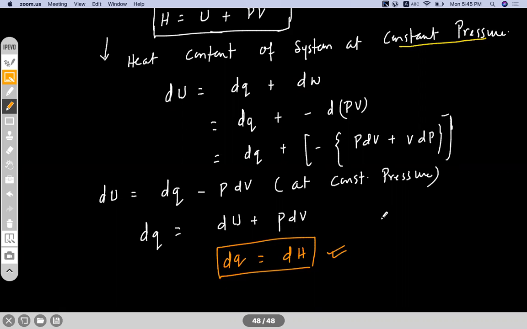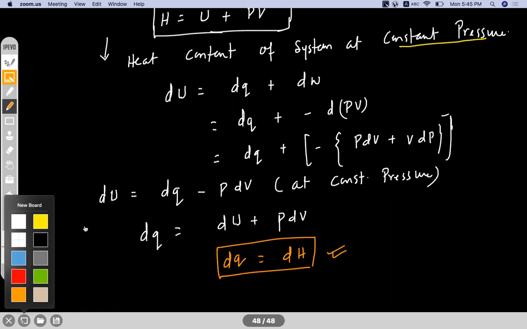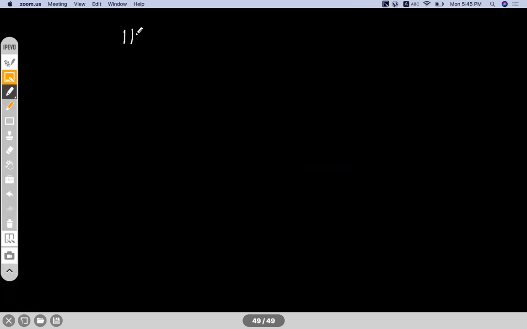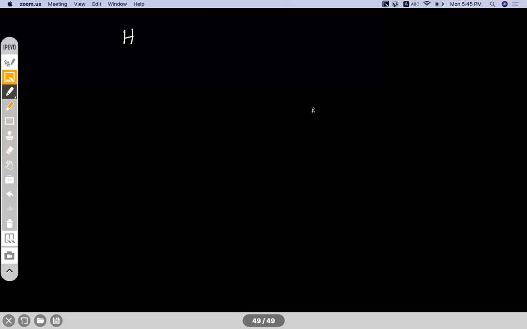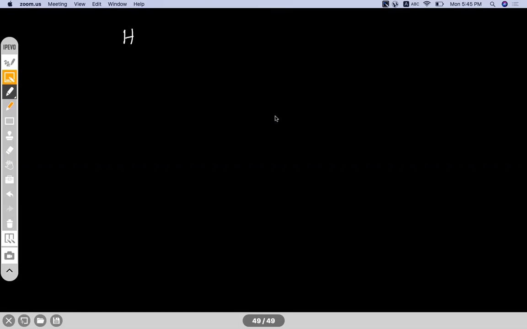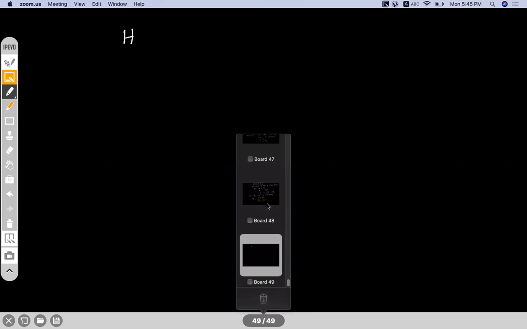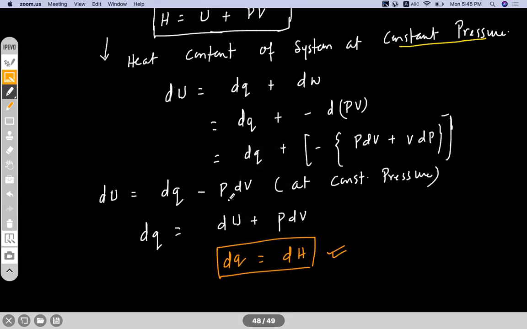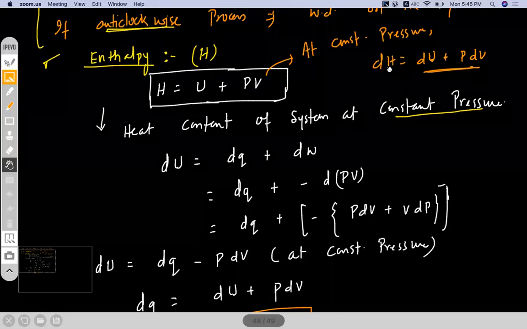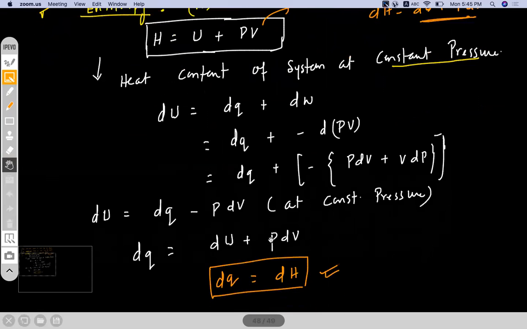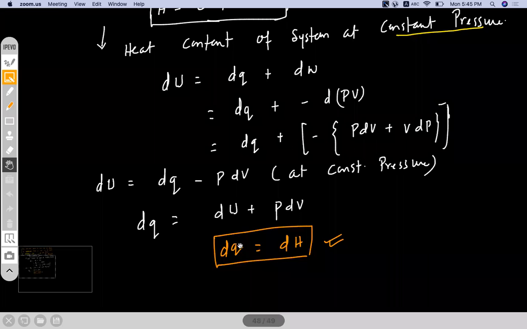Done, guys, copied. Okay. Now the second last step is nothing, we just see dQ is what? dU plus PdV. And dU plus PdV from this expression is nothing but dH. So dH and dQ, we can equate these two. That's what we did here. That's why the enthalpy is nothing but the heat content of the system at constant pressure, because all these things we have applied at constant pressure. The condition we have taken is constant pressure, correct?